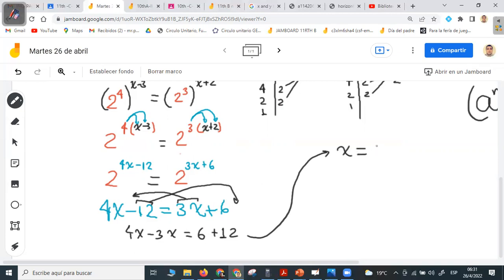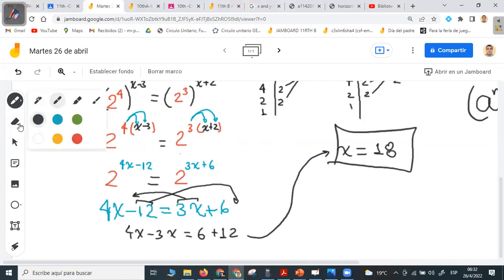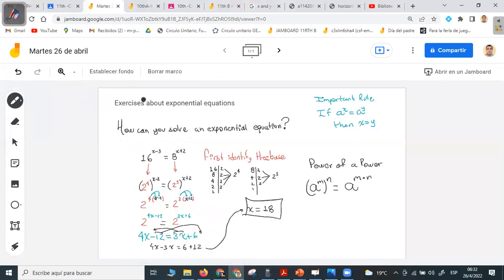6 plus 12. Come on, that is 18. And this would be the answer of the exercise, because that 18 will make those expressions have the same power. As you can see here, you can check it. 16 to the power of 18 minus 3 is equal to 8 to the power of 18 plus 2.